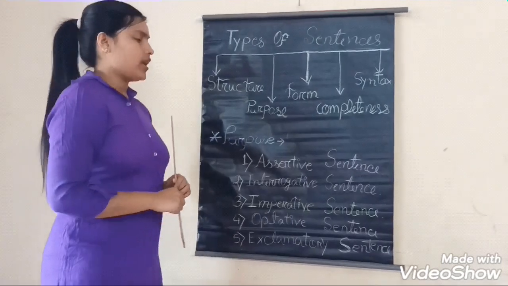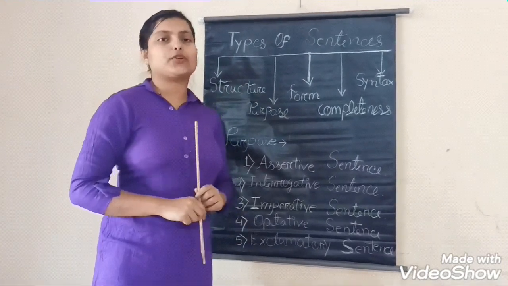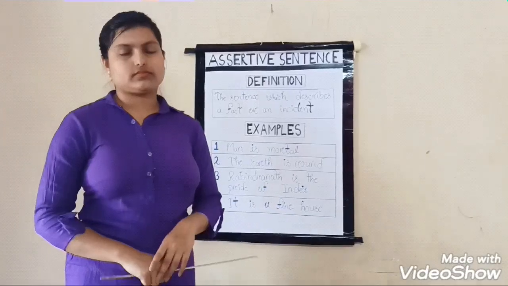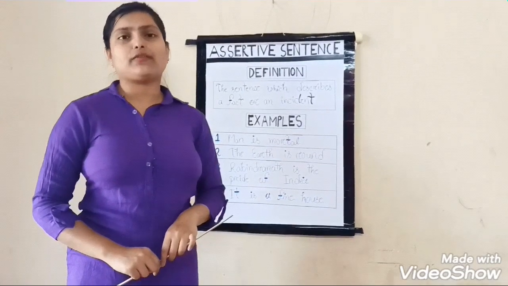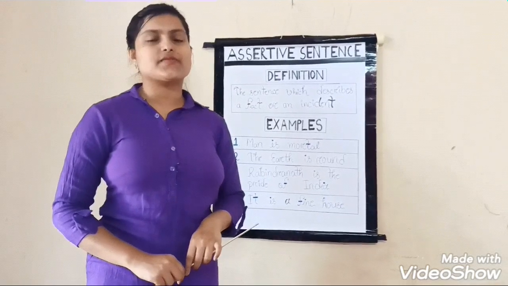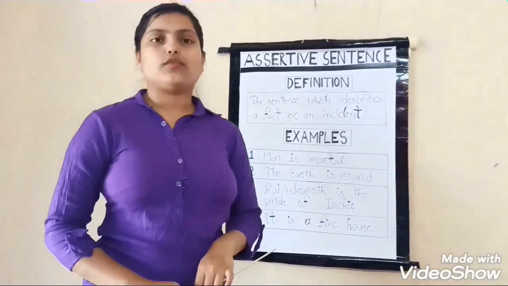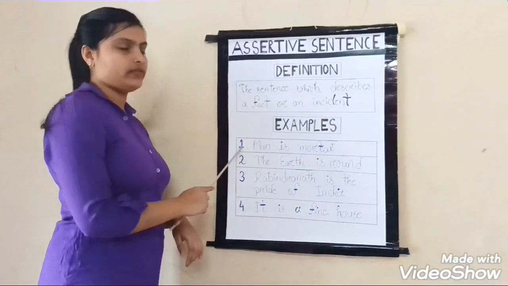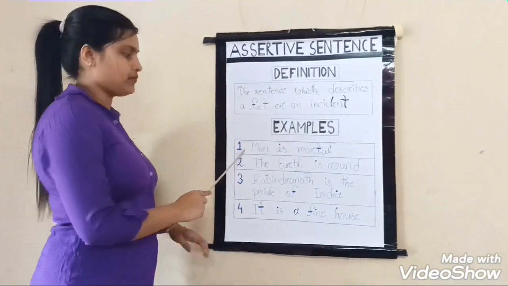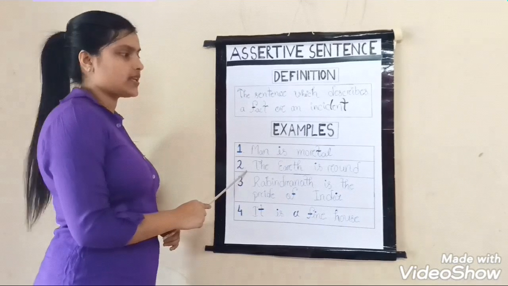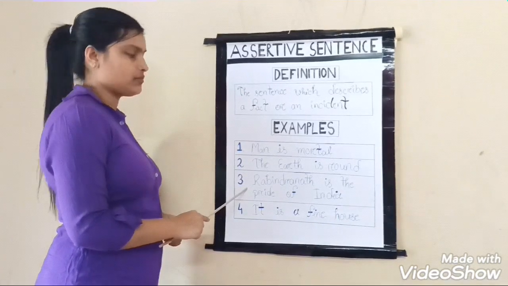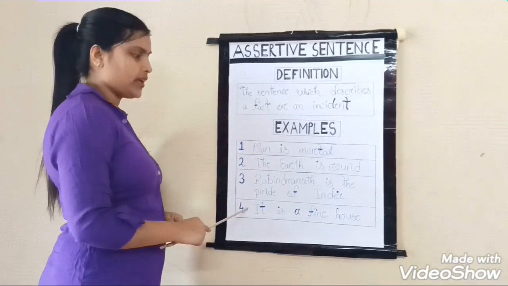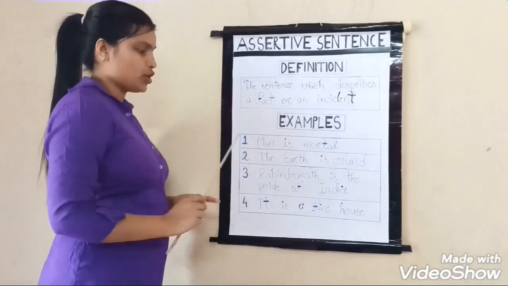Now, out of these five, we are going to have a detailed discussion on assertive sentence. In order to have a clear understanding of assertive sentence, let us first look at a few examples. Number 1, man is mortal. Number 2, the earth is round. Number 3, Rabindranath is the pride of India. 4, it is a fine house.